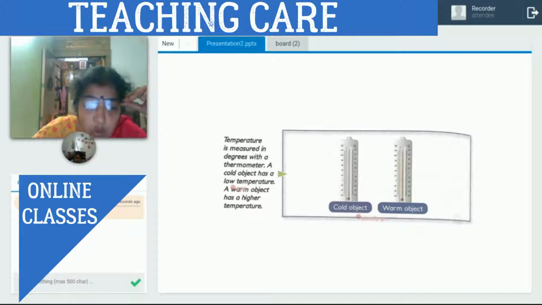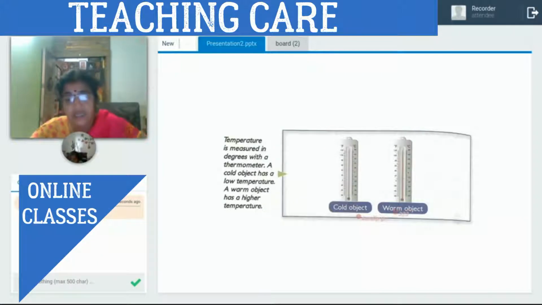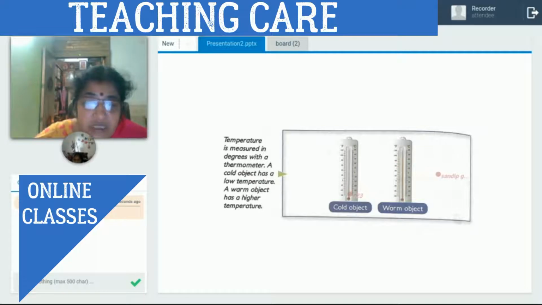A cold object has a low temperature, but a warm object has a higher temperature, right? Here, in this cold object, the mercury level is somewhere here only, but in a warm object, it has risen to this level. Whatever liquid metal is being taken, mercury or otherwise, it will rise if it is heated, because of the temperature. But if it's cold, there is not much increase. It will show only a low temperature, right?